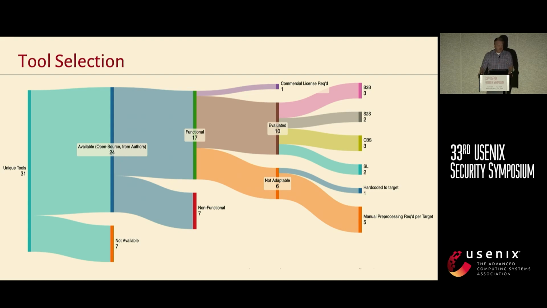But of the 17 functional tools that we moved forward with, ultimately we found that one of them required a commercial license for Python, so we did not include that one for that reason. And another 6 were not readily adaptable to new targets, meaning that the tools were proofs of concept only. They were essentially hard-coded to the targets in their original studies, and it was a tremendous amount of technical effort to try and adapt them to the benchmarks that we wanted to evaluate.